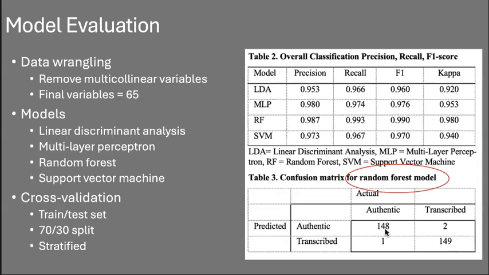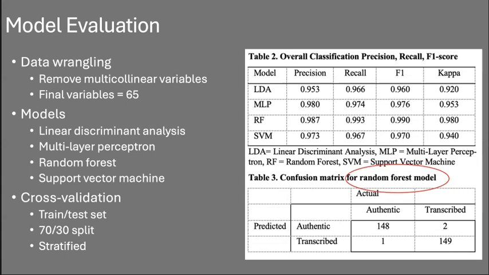We then threw these into machine learning models, right? First, we wrangled up the data to remove multicollinear variables. So we had about 65 variables in the end. We went through four different machine learning models: linear discriminant analysis, multilayer perceptron, random forest, support vector machine. The normal stuff: cross-validation, train-test set with a 70-30 split that was stratified.